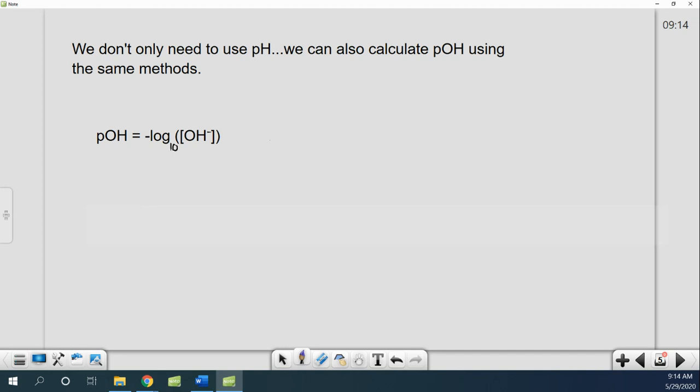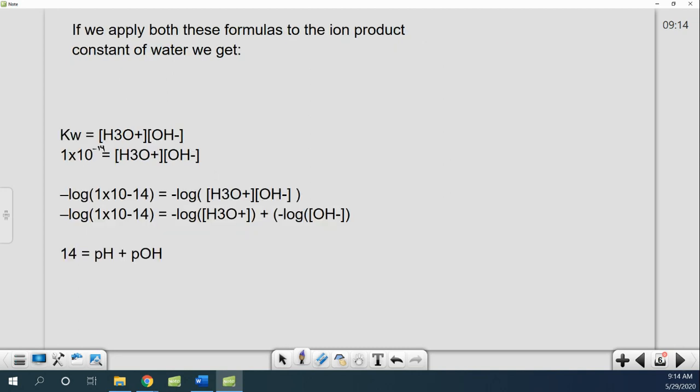Now, we don't only need to use pH. There is also a thing called pOH, which uses the same methods. So your pOH, instead of using hydronium, you just use hydroxide. Now, you never hear people talk about the pOH, right? Like everyone talks about like, oh, what's the pH of this acid, the pH of this base. But pOH can actually make your math a little bit easier, and this is why.